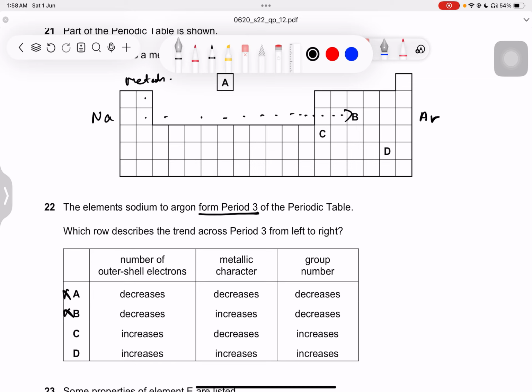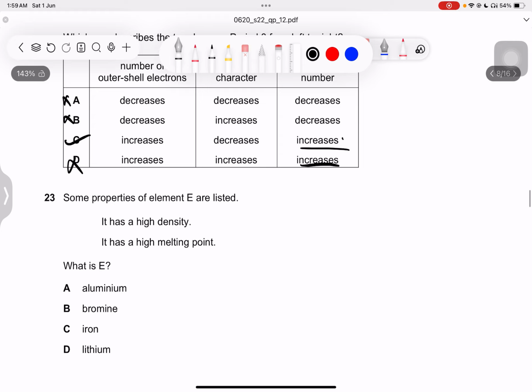Metallic character. So these are metals, and as we move over here from transition elements to group 3 to the non-metals, this is carbon, and we have non-metallic character over here. So metallic character is decreasing, not increasing. Next, group number is increasing, obviously. So option C is correct.